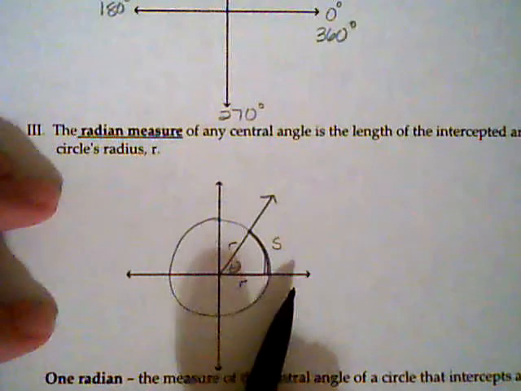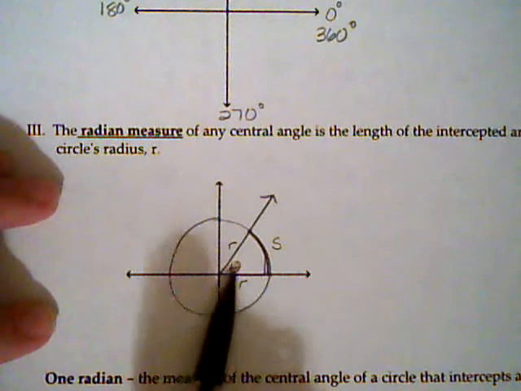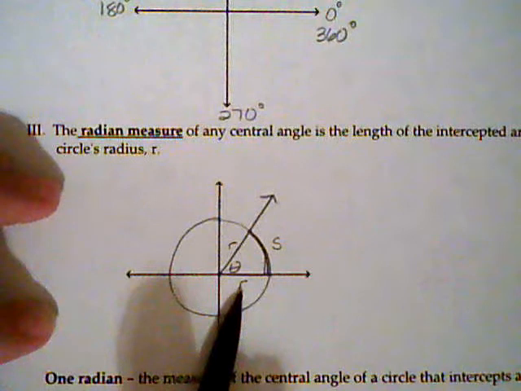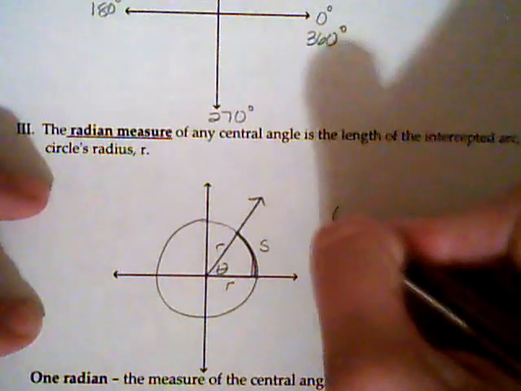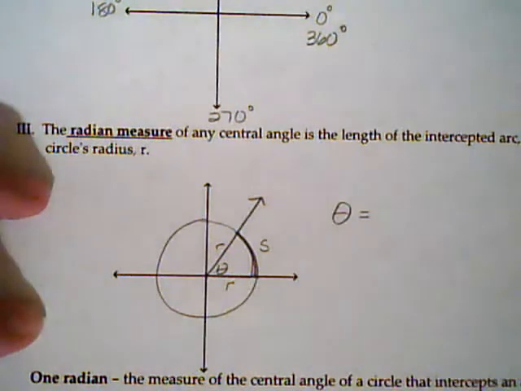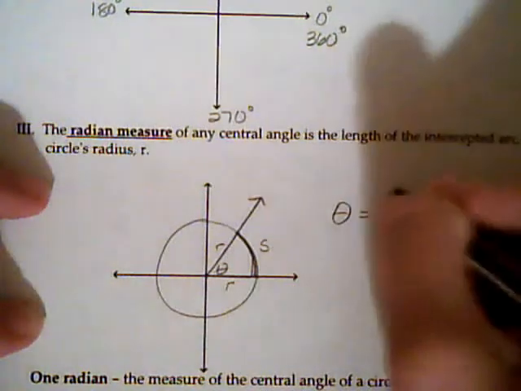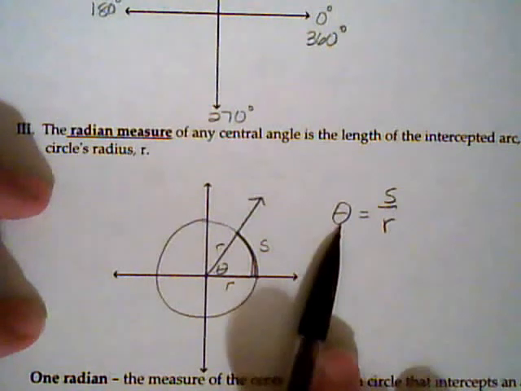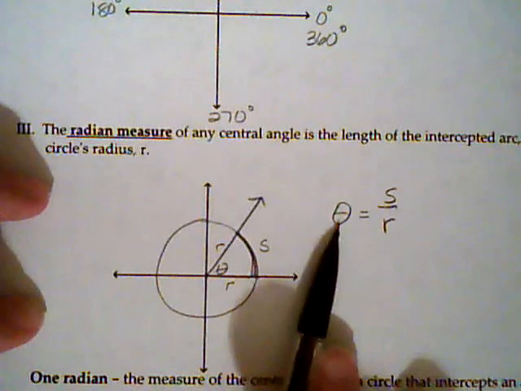So the radian measure of this angle would be the length of S divided by the length of R. This is a formula that we'll use in different forms later on. Theta equals S over R. This theta measure is in radians whenever you use this formula. This will give you the radian measure of a central angle.